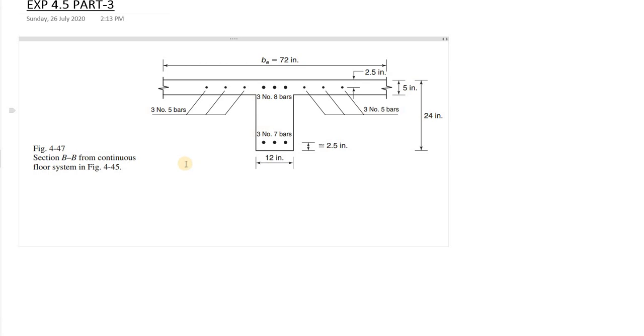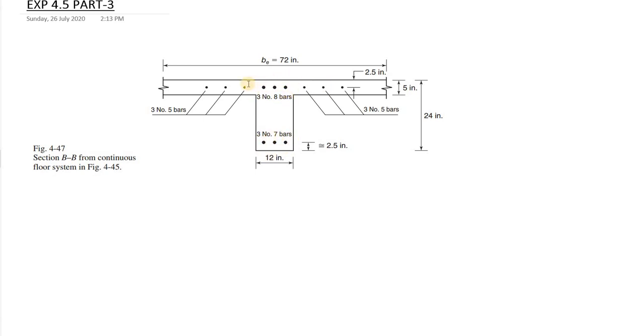So this is our section BB, and let me see what other data is given for this beam. So fc prime and fy are the same for this beam as well, but what has changed? This section is subjected to negative bending moment, which means hogging, and that means tension at the top, compression at the bottom. So now this is the compression zone, and this is the tension zone.